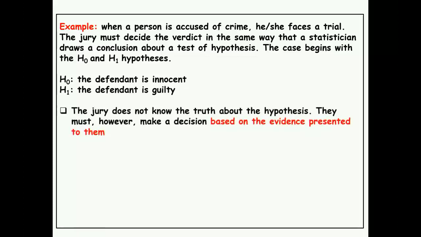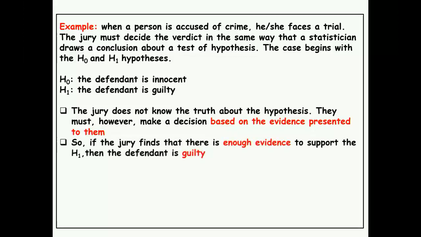The jury does not know the truth about the hypothesis. They must, however, make a decision based on the evidence presented to them. And for us, based on the sample. And here, based on the evidence, the police evidence, the video evidence, CCTV evidence. So if the jury finds that there is enough evidence to support the alternative, then the defendant is guilty, rejecting the null and sending the person to prison because there is enough evidence.